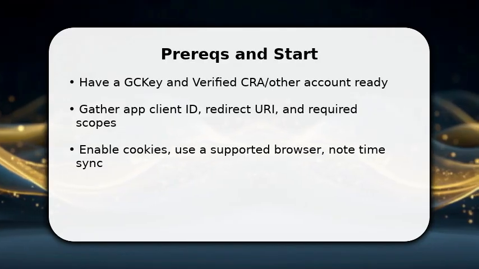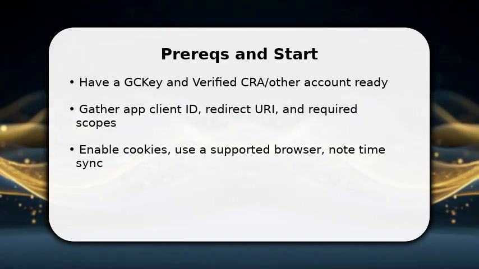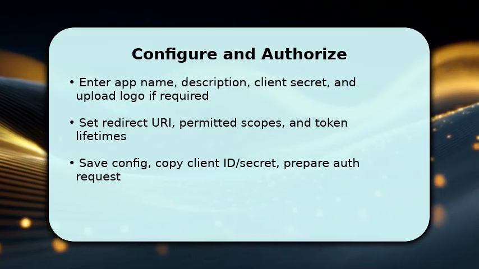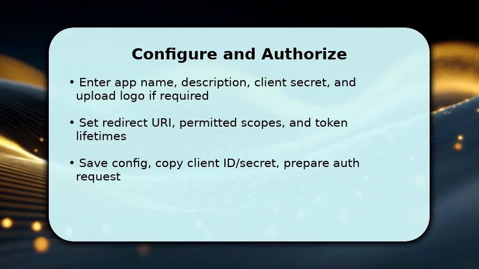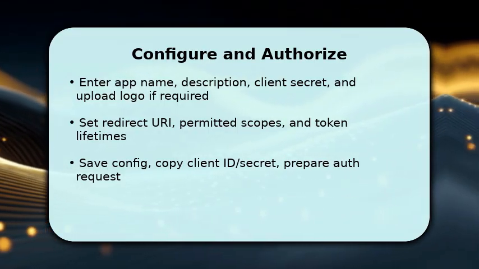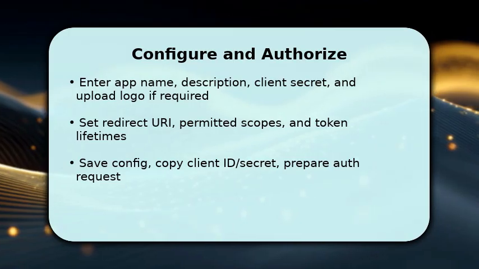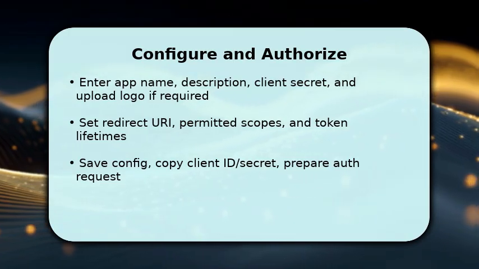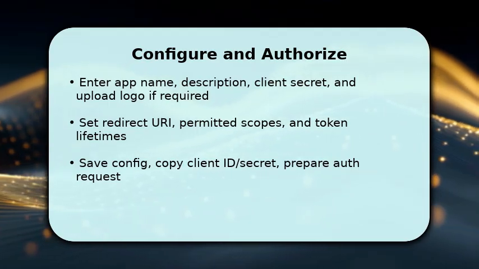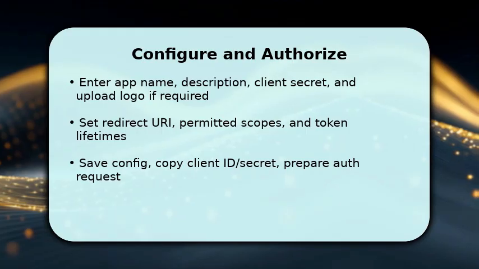You now configure the app details and authorization settings in the Gckey developer console. Enter the client secret and confirm redirect URI exactly. Mismatches cause failures. Select the minimal scopes required so users consent only to necessary data, and set token lifetime per security policy. Once saved, copy the client ID and secret into your application config.